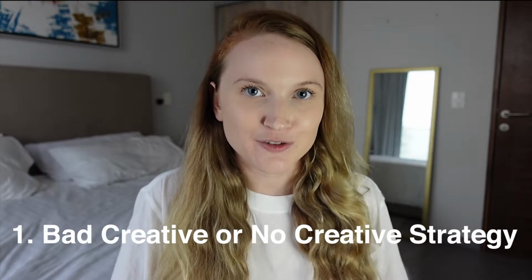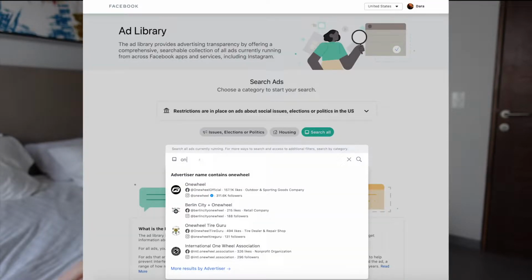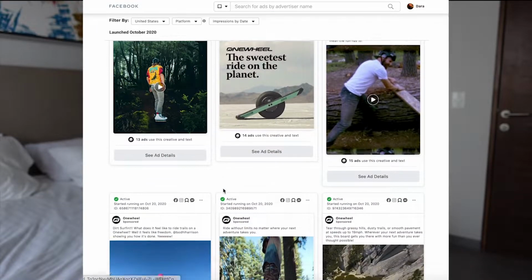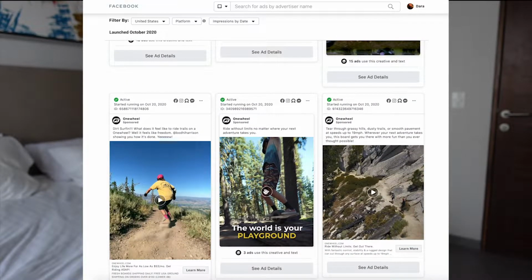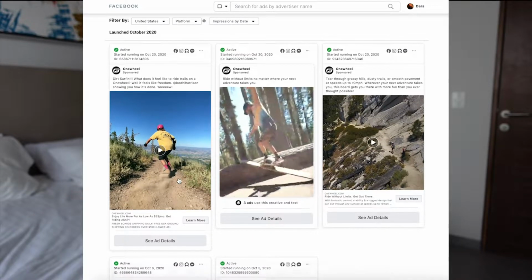Number one is bad creative or a lack of creative strategy. Something interesting to know is that every time I audit a Facebook ad account for the first time, I actually jump into the ads library instead of the ad account so that I can get a sense of what the client is trying to communicate to their customers in terms of what their product or service is, as well as what their offer is. And I'm trying to gauge really how that's actually landing with their target audience.